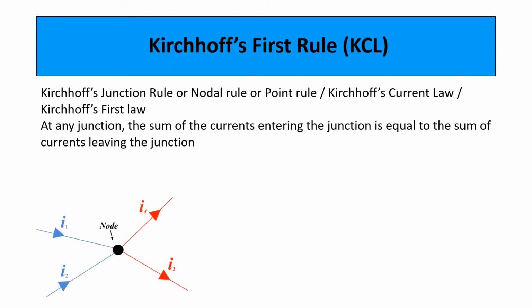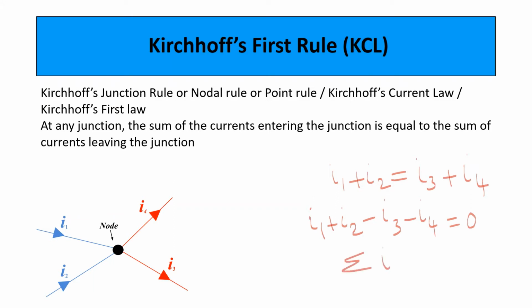If you look at this figure, you can see current I1 and I2 are entering at this node, whereas current I3 and I4 are leaving the node. According to Kirchhoff's first rule or Kirchhoff's current law, the current entering the node, I1 plus I2, must be equal to I3 plus I4, or you can also write I1 plus I2 minus I3 minus I4 is equal to 0. That is sigma I is equal to 0.